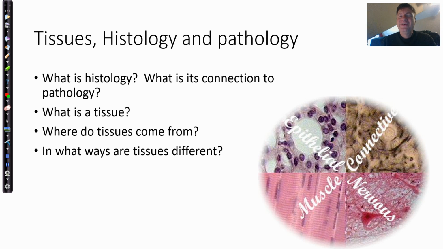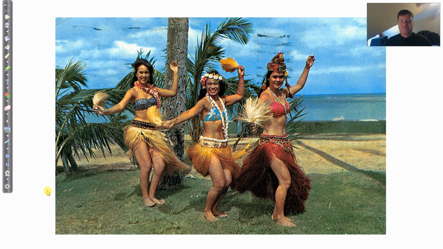This is tissues, histology, and pathology. As we transition into chapter 4 and talk a little bit about what tissues are and what they do, we're going to take just a moment and consider the connection to pathology, even considering what a tissue is, where they come from, and how they are different. Then in subsequent videos, we'll explore individual tissue types.